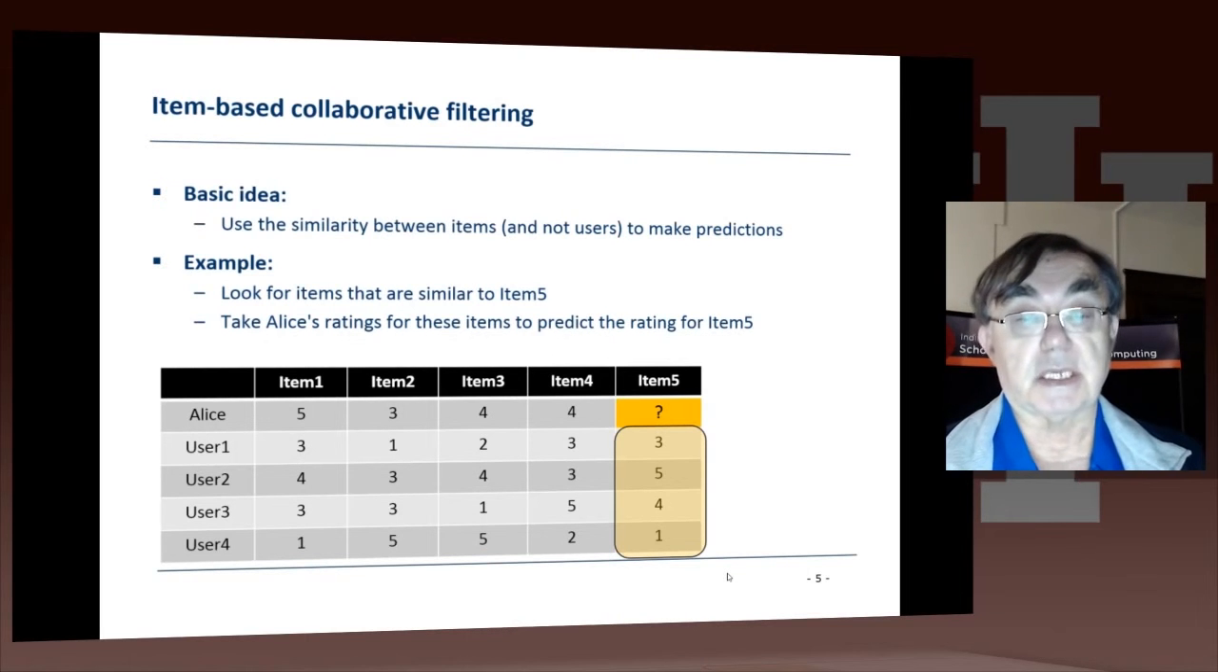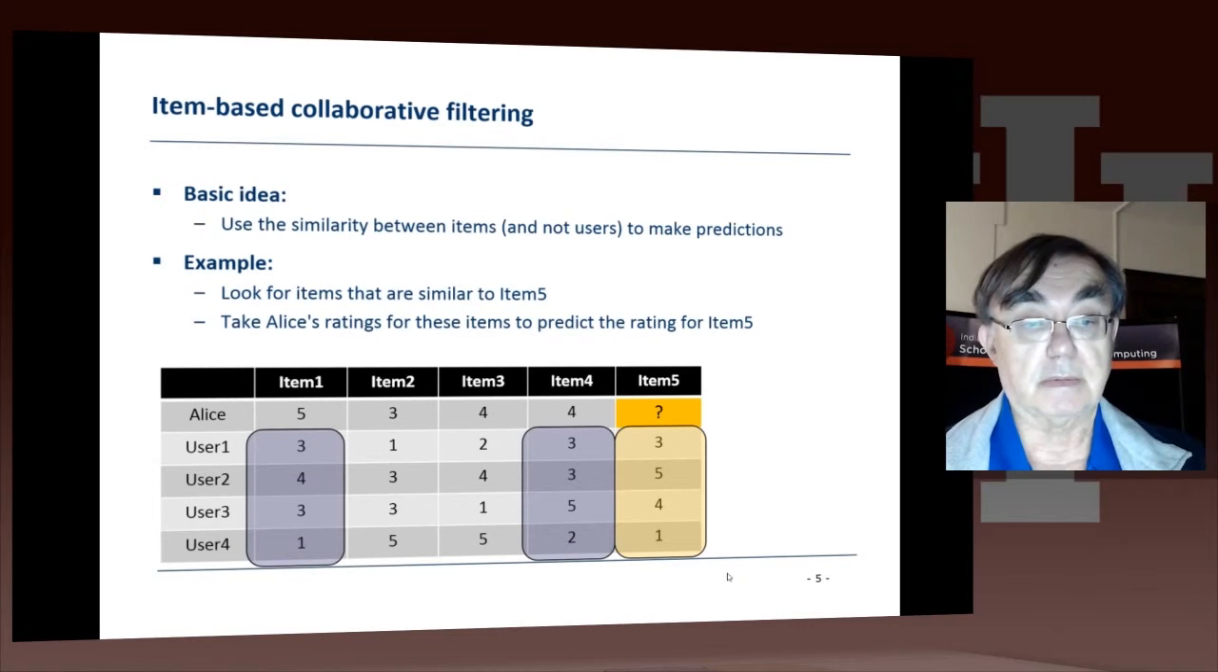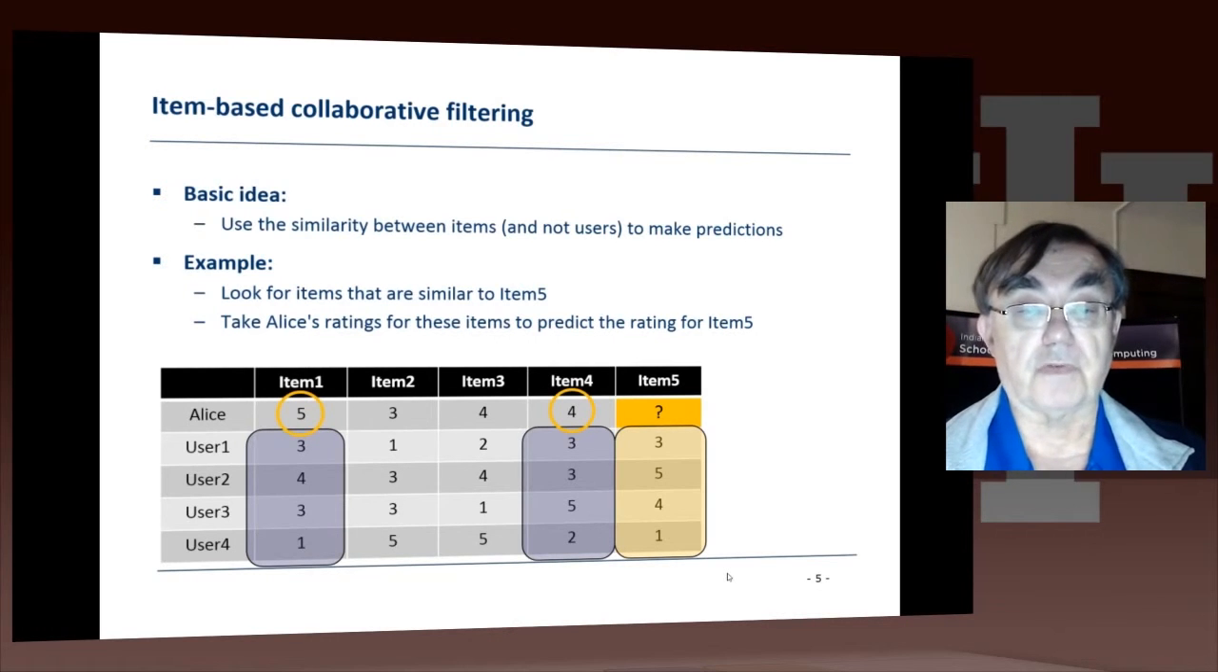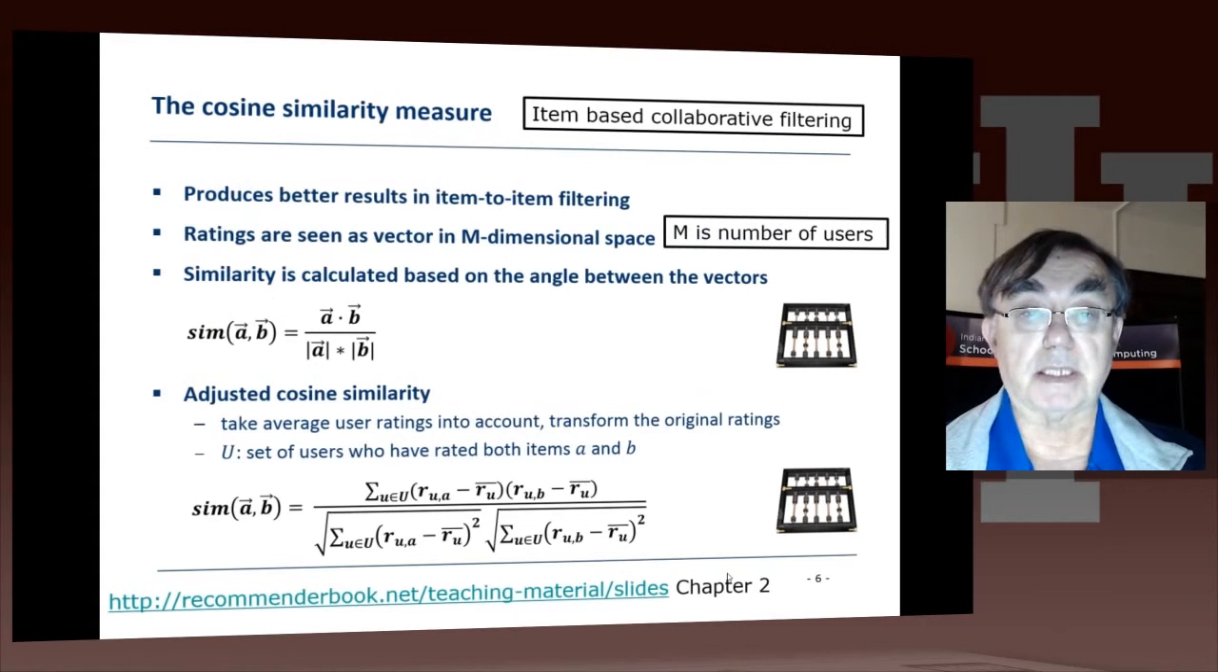And so it's these rankings of user 1 through user 4 that we need to somehow average, or in a creative fashion, to find Alice's ranking. And we can do that by finding items that are near item 5 and use then the ranking of Alice for those items which are near item 5 to predict her ranking for item 5. So those are those rankings, 5 for item 1 and 4 for item 4, and we'll use that to make an estimate for item 5.